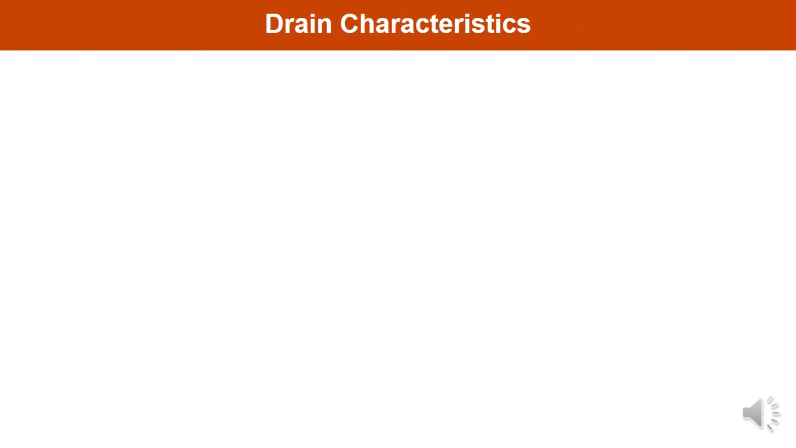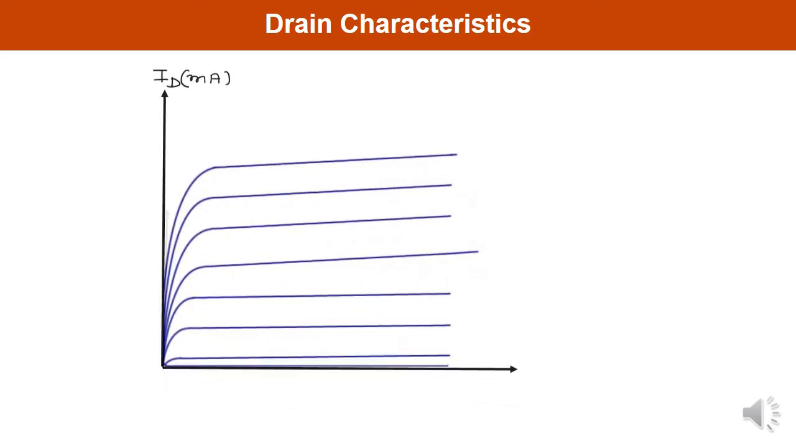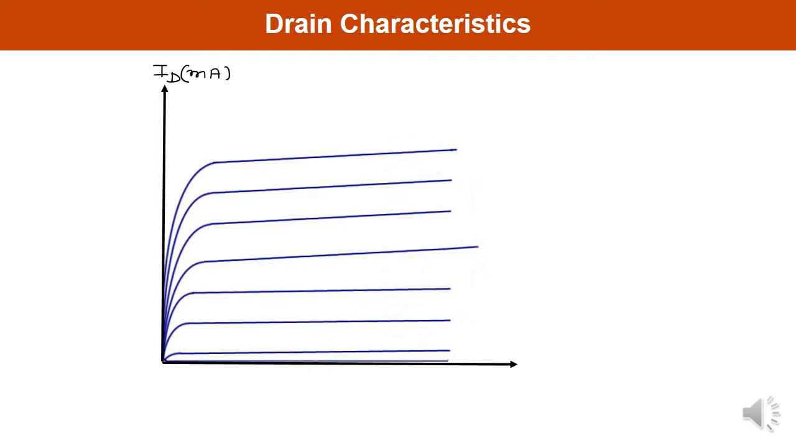So moving ahead, first let us discuss the drain characteristic. How to draw the drain characteristic for a depletion type MOSFET. Here the curve is drawn between ID, the drain current in milliampere, and VDS, the voltage between the drain and source terminals, in volt. When VGS is 0 volt, the drain current is denoted by IDSS.